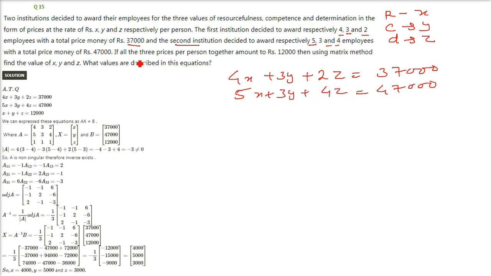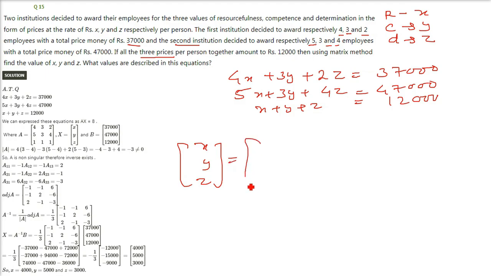And what about the third equation? All the 3 per person together gets the amount for rupees 12,000. So just add x, y, z and you get 12,000. So let me just directly write x, y, z. What you have to do?